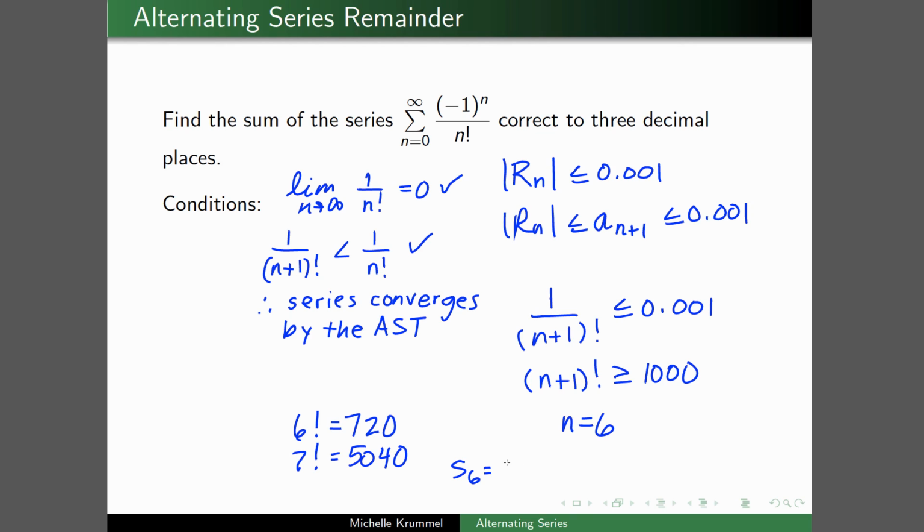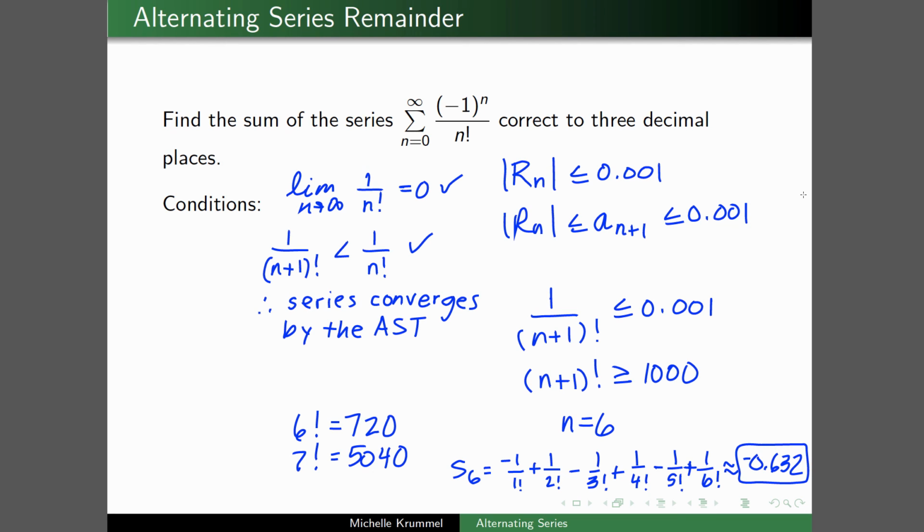When n is 1, we get negative 1 over 1 factorial. At n equals 2, we get plus 1 over 2 factorial, and then minus 1 over 3 factorial, plus 1 over 4 factorial, minus 1 over 5 factorial, plus 1 over 6 factorial, which is approximately negative 0.632.